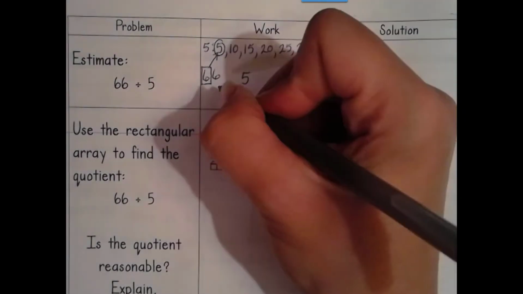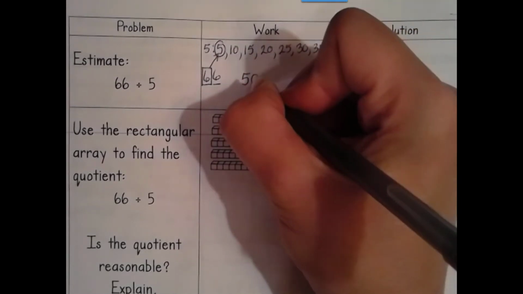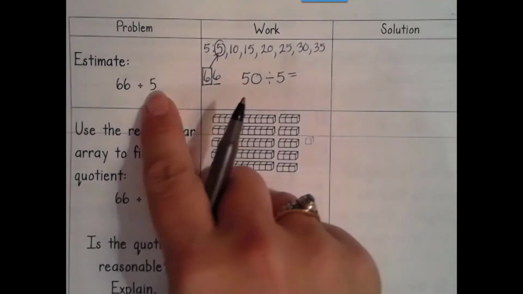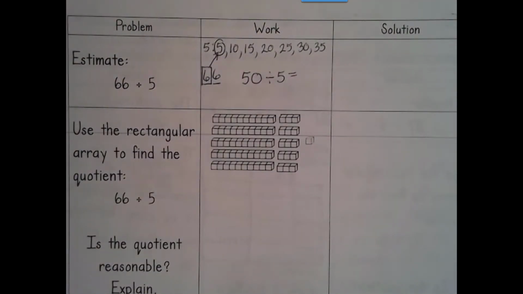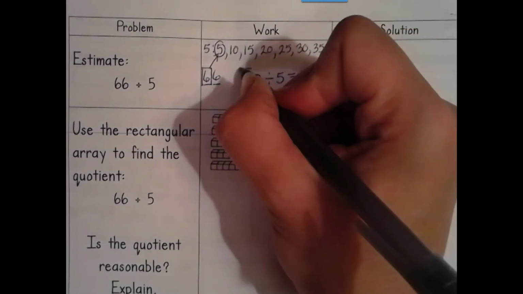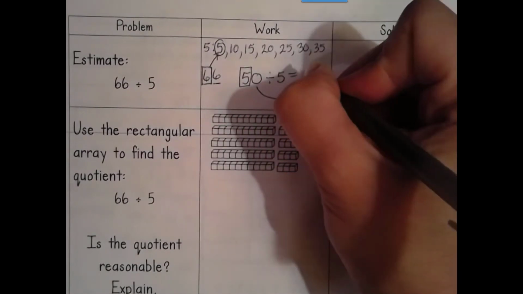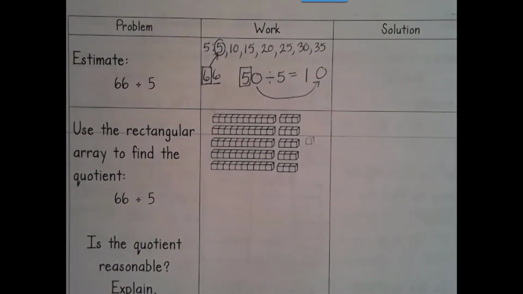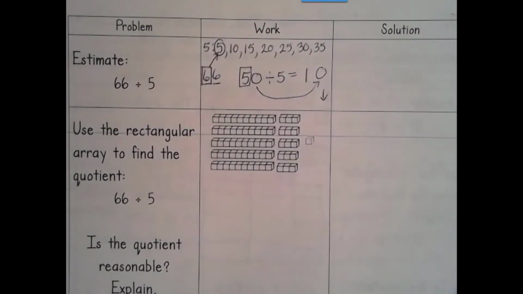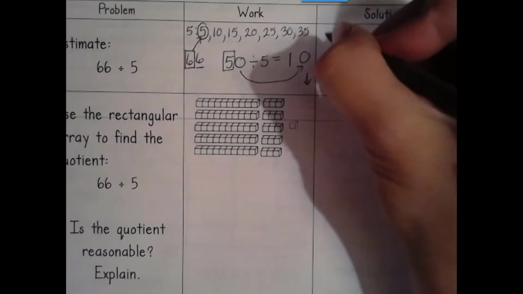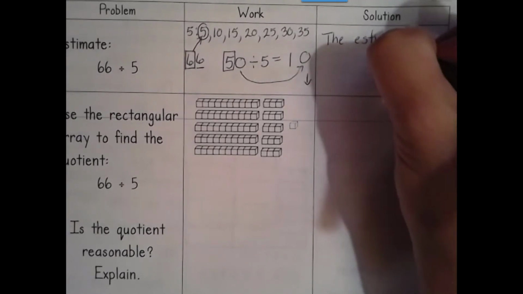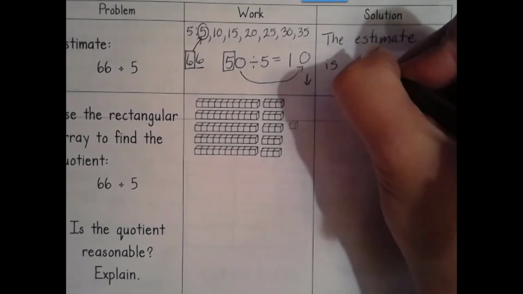That's my compatible number. And then there's one digit after, so I need one placeholder after, or 1, 0. And now I'm going to divide by my divisor of 5. This placeholder just moves over a place. And 5 divided by 5 is 1. Now, since 66 went down to 50, this is going to be a low estimate. The actual quotient should be higher than 10. So the estimate is 10.